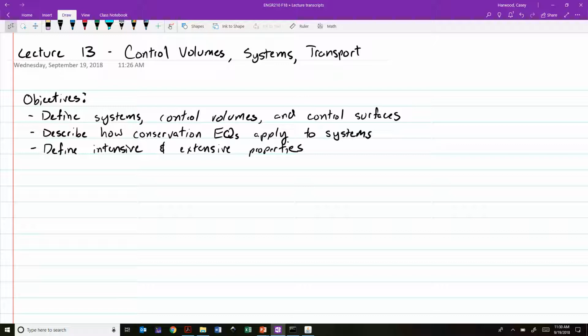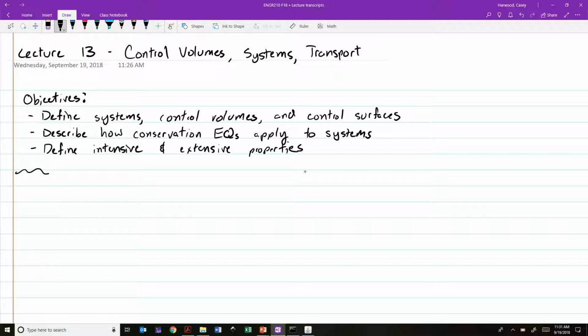These are things that you've probably seen a little bit of in thermo. They describe how the conservation equations that we're familiar with from earlier courses in physical science apply when we're talking about systems, control volumes, control surfaces. And then we're going to begin this march towards the Reynolds transport theorem by defining what we call intensive and extensive properties of a fluid.